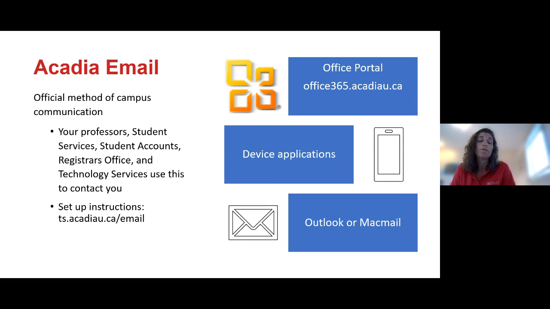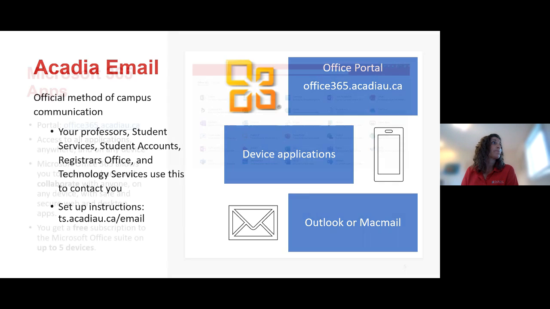You can set it up on your phone, you can set it up on your tablet, and you can also set it up on your desktop or your laptop through Mac Mail or Outlook. So there are lots of ways to access it. You don't have to stick to one way, but you do need to be checking it.